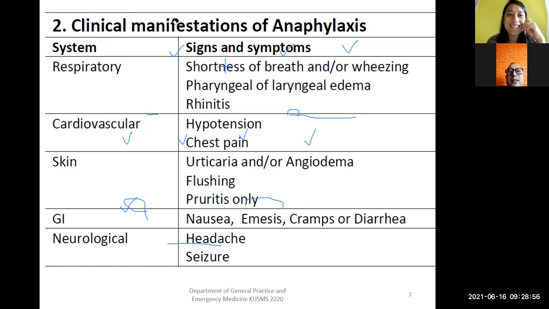So as just discussed, just to summarize the clinical manifestations of anaphylaxis. In the respiratory system, there can be shortness of breath, wheezing, pharyngeal or laryngeal edema, or rhinitis. In the cardiovascular system, there can be hypotension or chest pain. In skin, urticaria, angioedema, flushing, or pruritus only. In GI, nausea, emesis, cramps, or diarrhea. And in the neurological system, there can be headache or seizures.